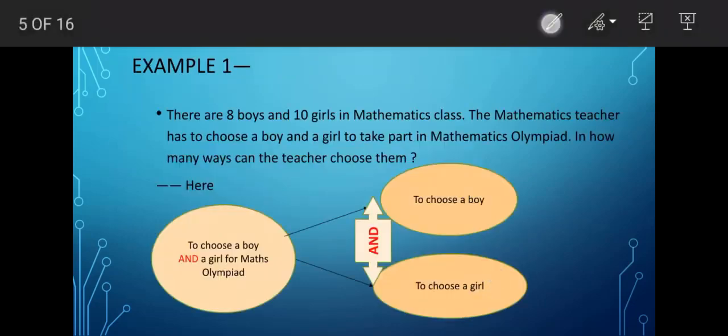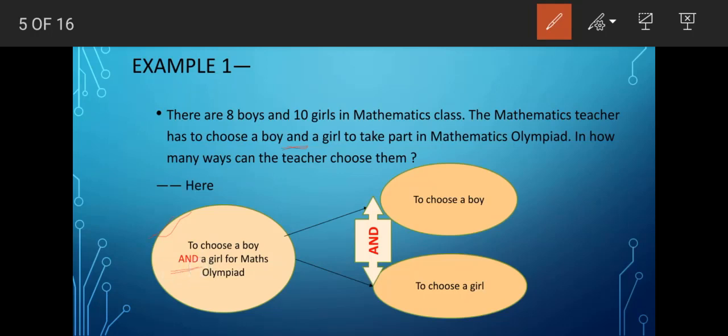So here is an example. There are 8 boys and 10 girls in a mathematics class. The mathematics teacher has to choose a boy and a girl to take part in a mathematics Olympiad. In how many ways can the teacher choose them? So in this case, the main task to be performed is to choose a boy and a girl for the Maths Olympiad.